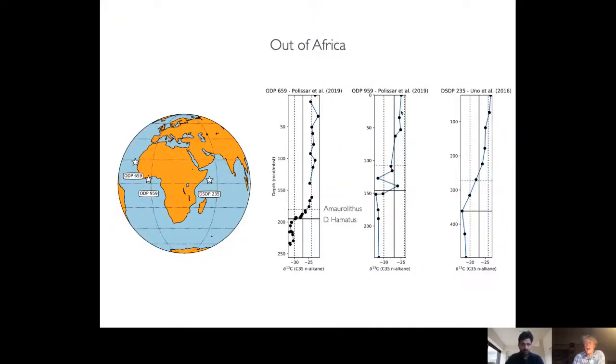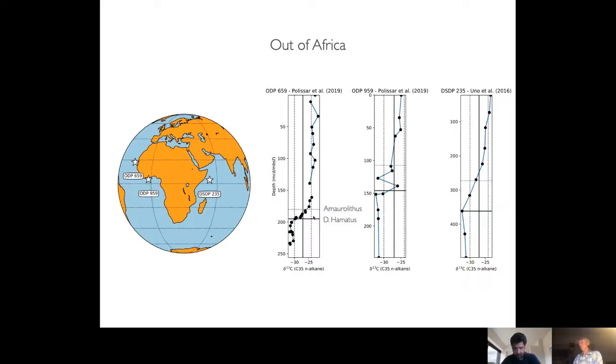I picked the ones that had Amaurolithus in them. There's one here. I was also on this cruise, and unfortunately the magnetostratigraphy just was terrible in this interval. And so none of these cores have magnetostratigraphies. This is 235. We talked about that before. It had the Amaurolithus datum here. And so in this East African core, the data of Polisar et al.